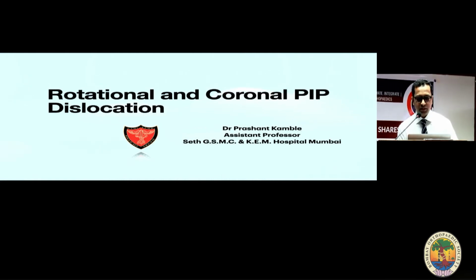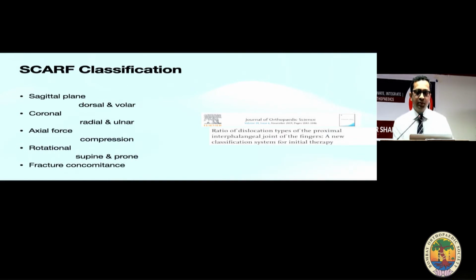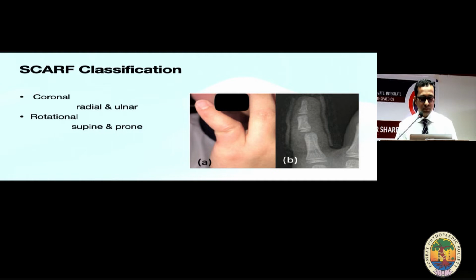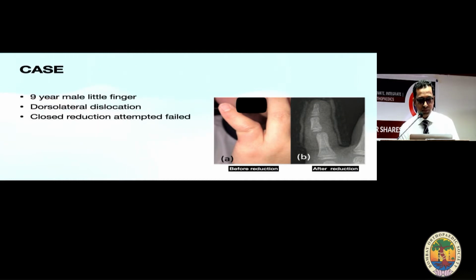So we have seen so far the dorsal dislocation, which is fairly common and which you can see in day-to-day practice. But what I'm talking about is the coronal and rotational dislocations. These are uncommon injuries, and you must know how the pathogenesis happens so that we can understand the treatment part as well. So here is one case from the literature, a 9-year-old male who had an injury.